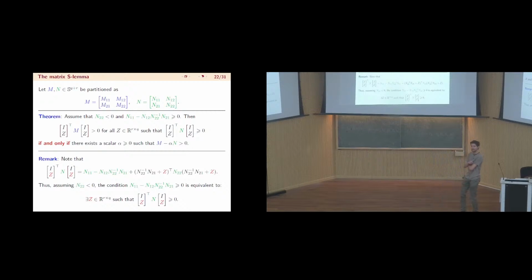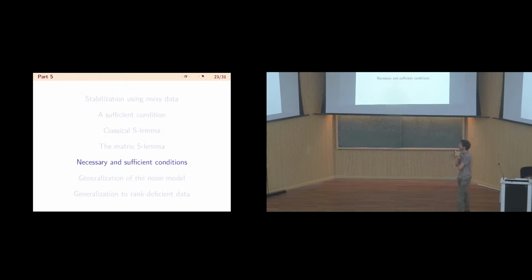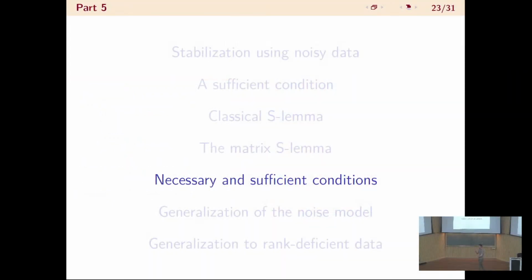Now, next my goal is to apply this in the context of data-driven stabilization. So I want to use this matrix version of the S lemma. And in particular, we can now use that matrix version of the S lemma to come up with necessary and sufficient conditions for informativity. Let's see how that goes.